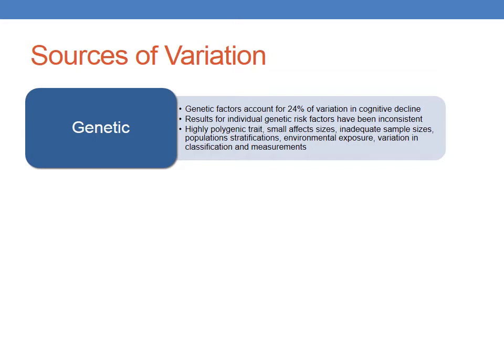The reason why all these initial studies haven't been replicated is because of the nature of cognitive decline. It's a highly polygenic trait with lots of genes and small effect sizes, but also because of the characteristics of the studies that have investigated genetic risk factors. They tend to have inadequate sample sizes and suffer from issues of population stratification. There's confounding results due to environmental exposure and also variation in how cognitive decline has been classified and measured.